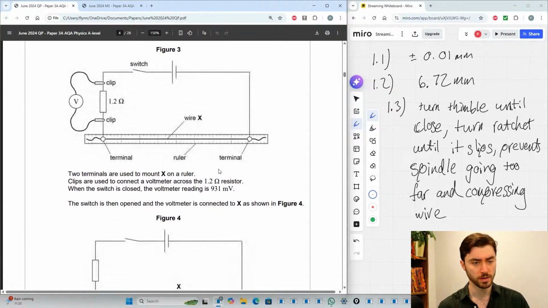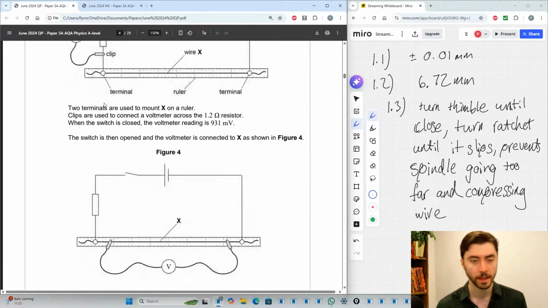Okay, so 2 terminals are used to mount X on a ruler. Clips are used to connect a voltmeter across the 1.2 ohm resistor. When the switch is closed, the voltmeter reading is 931 millivolts. So we know the resistance across that, so we know the current through that.